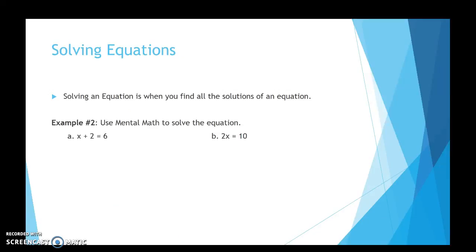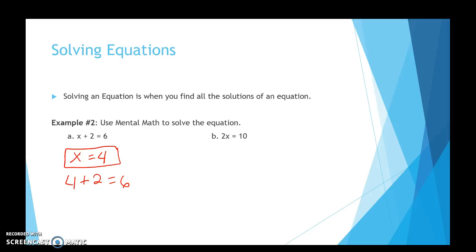Going on to solving some more equations here, they want us to solve the equations below. Solving an equation is when you find all the solutions of the equation. So really what you're doing is you're finding the missing variable here, x. You're figuring out which value x represents here. And they want us to use mental math to solve the equation. Well, you have to think, what value plus 2 is going to give you 6? Well, 4 plus 2 gives me 6. So the value x has to equal 4 because 4 plus 2 gives me 6. So x equals 4 would be my answer for A.